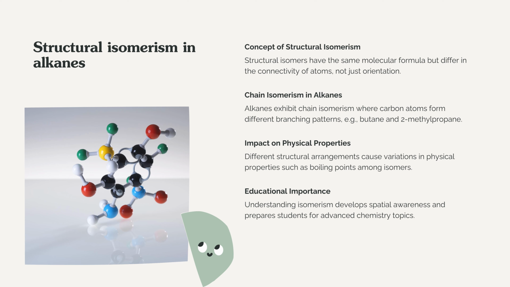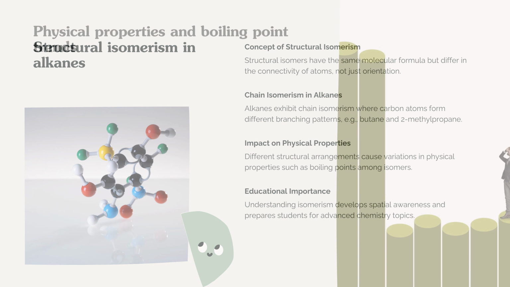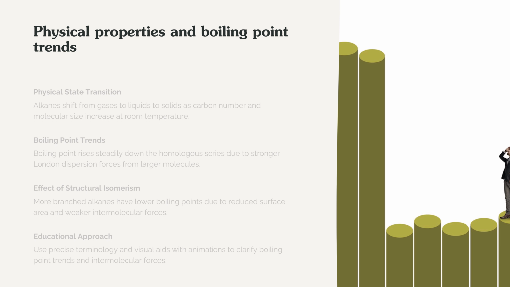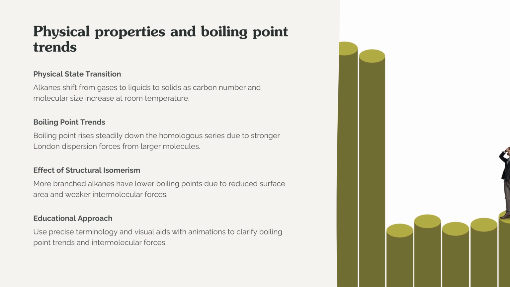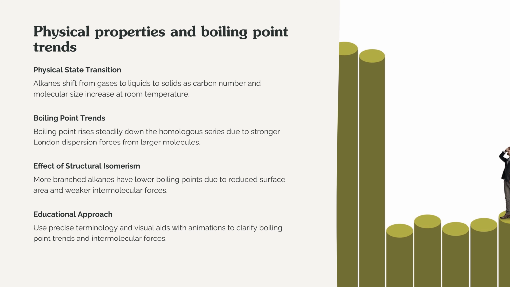Although they have the same molecular formula, their displayed and structural formulae differ, leading to different physical properties such as boiling point. Alkanes show clear trends in physical properties that are directly linked to molecular size and intermolecular forces. As the number of carbon atoms increases, alkanes change from gases to liquids and eventually to solids at room temperature. This trend is explained by increasing London dispersion forces between larger molecules with more electrons and greater surface area. Boiling point increases steadily down the homologous series.